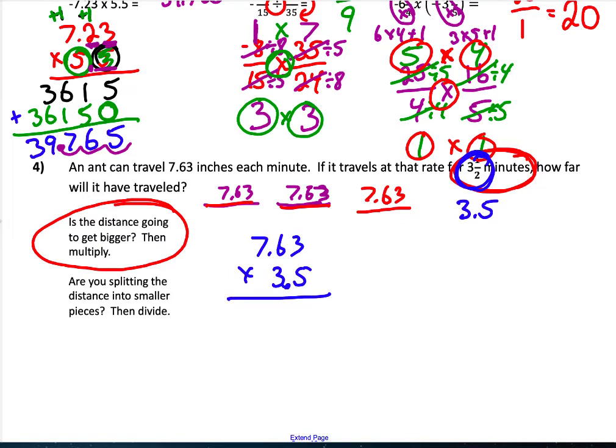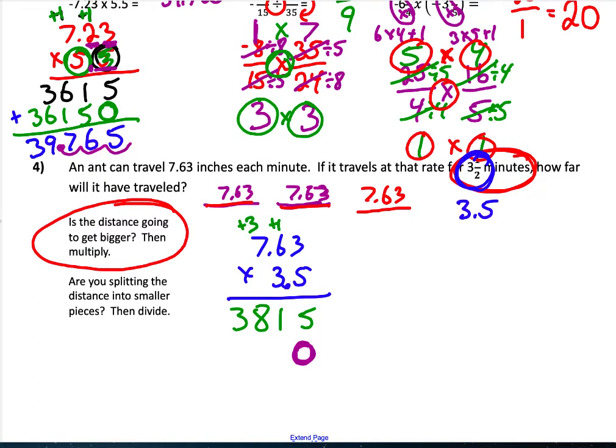So I start with the 5. 5 times 3 is 15. 5 times 6 is 30, plus the 1 is 31. 5 times 7 is 35, plus 3 is 38. Remember, when you start that second row of multiplication, you always start with that placeholder 0.